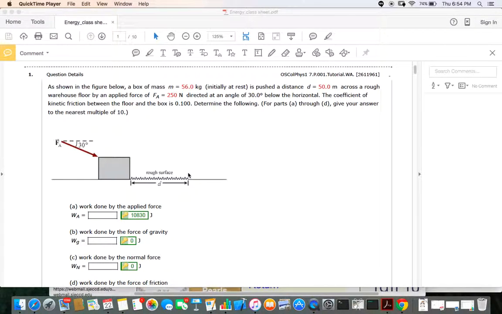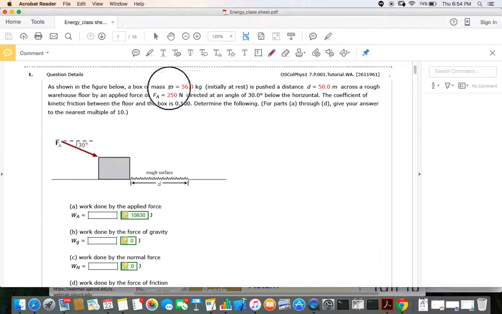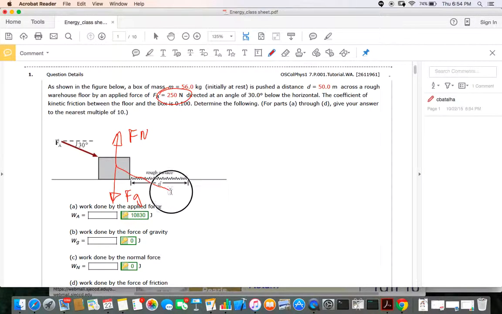Let's take a look at problems that were given to the class today. So here we have a force, and the magnitude of the force is given, right? When you look at this problem, the free body diagram has weight, a normal force, and this force which is given, going like this, and it is 250 Newtons. Okay.